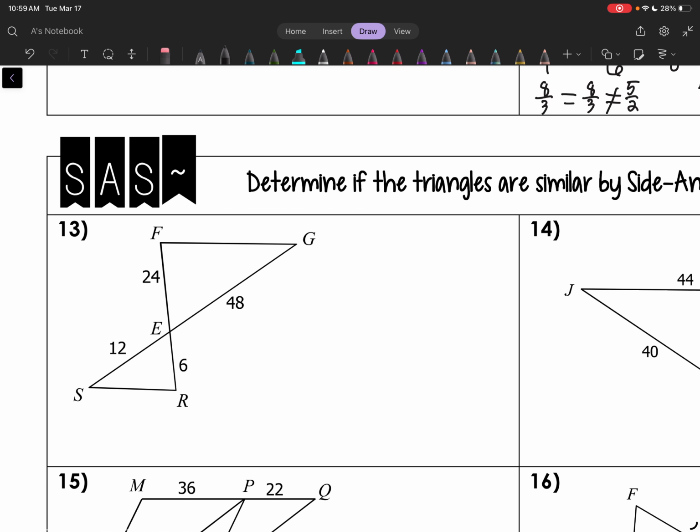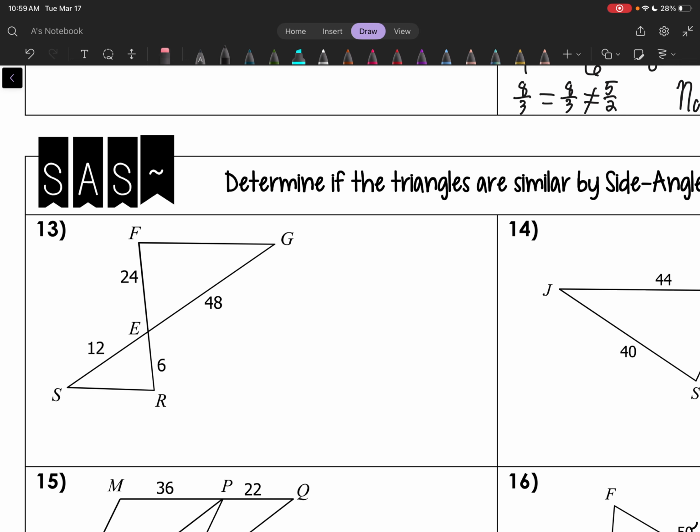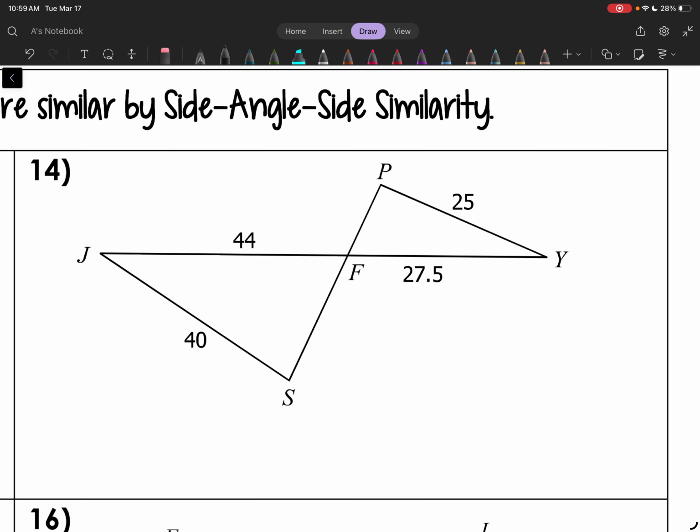Okay. Let's do number... I'm going to do part of number 13. I'm going to tell you that this is vertical angles. You should be able to do it from there. Number 14. I have vertical angles at F. However, I do not have side angle side. I have a side here. Then I have to go to this angle and then this side. However, I don't know anything about angle J. It does not tell me these are parallel, so I cannot say J is congruent.